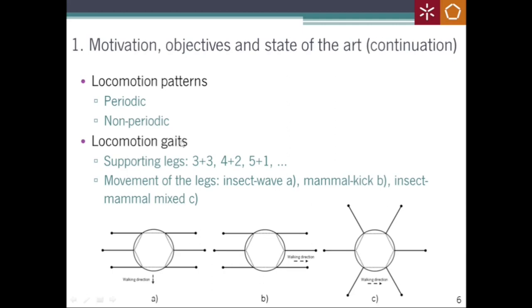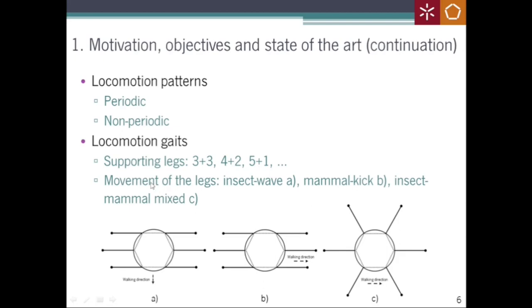Within periodic locomotion, a robot can present different types of gaits classified according to the number of members supporting the robot at any given moment, such as 3 legs supporting the robot and 3 not, 4 legs supporting the robot and 2 not, and finally 5 supporting the robot and 1 not.